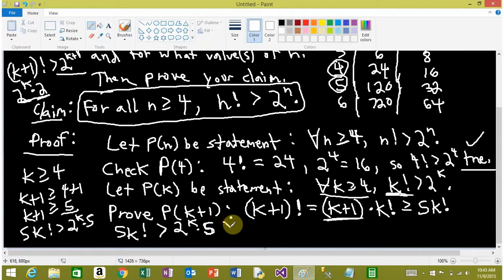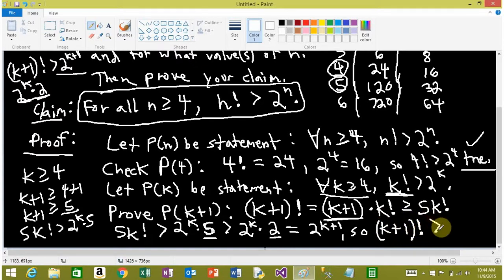So we can say that's actually greater than 2 to the k times 2, because 5 is greater than 2. And then we can see that 2 to the k times 2 is actually equal to 2 to the k plus 1. And there we go. So we see that k plus 1 factorial is actually greater than 2 to the k plus 1.